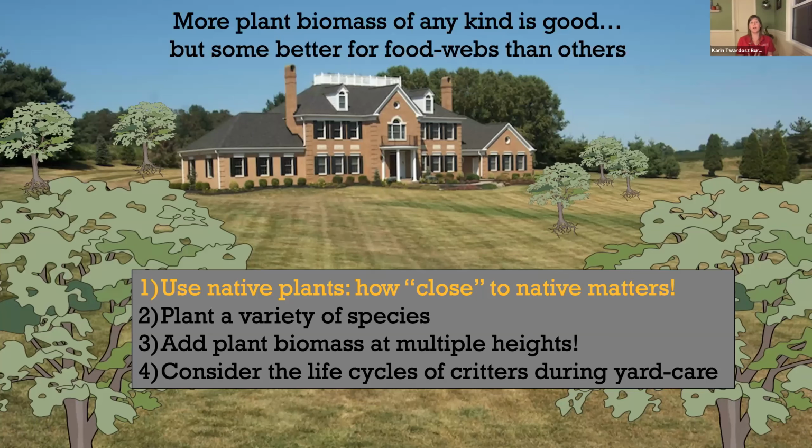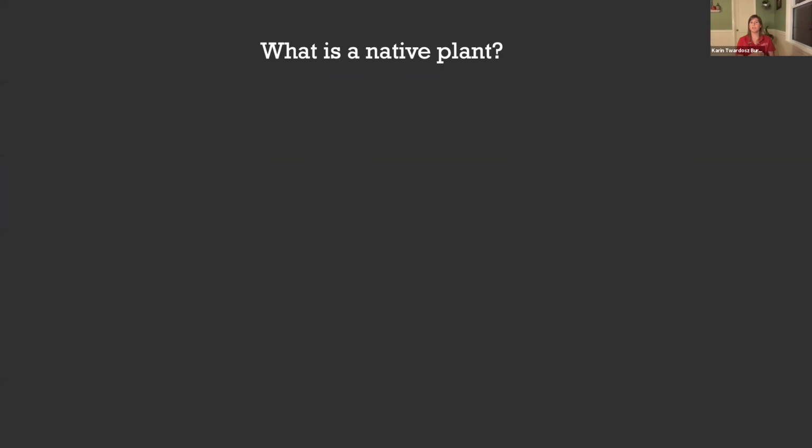And so one of the ways you can help native insect populations is to use native plants. And what I'm going to show you is some data that demonstrates that, and then also demonstrates that how close to a native plant your non-native is matters for how good of a host plant that is for native insects. So first, what's a native plant? I'm sure that as a society, you guys have discussed this question to a great degree, and it can engender a lot of controversy. So I'm happy to discuss this more later on during question and answer.